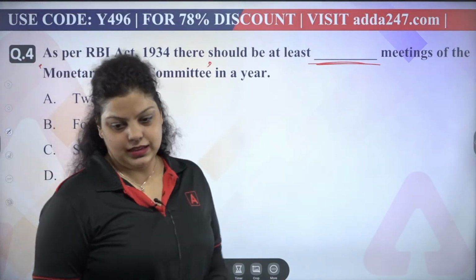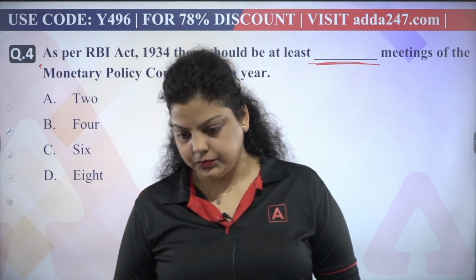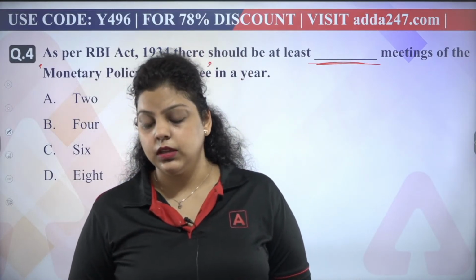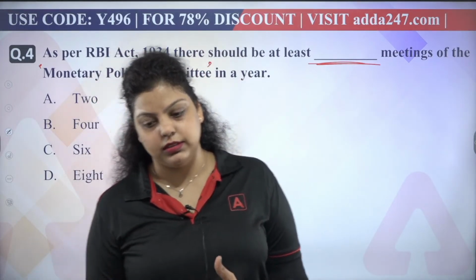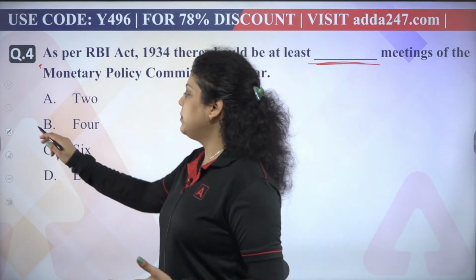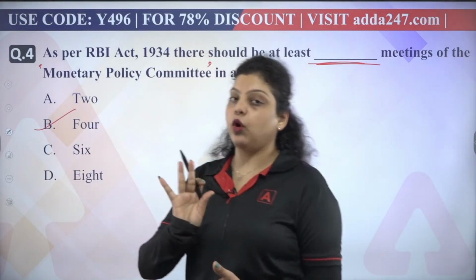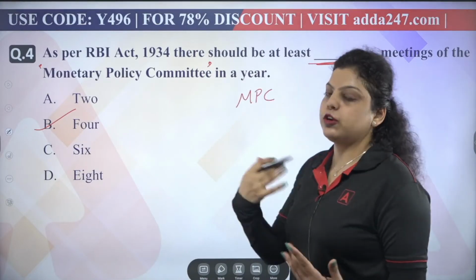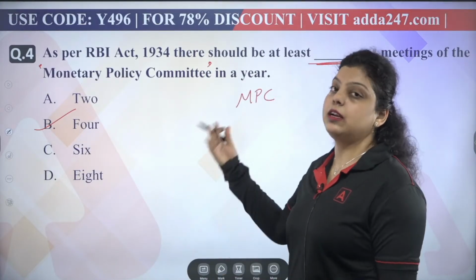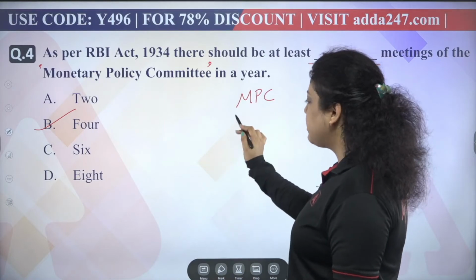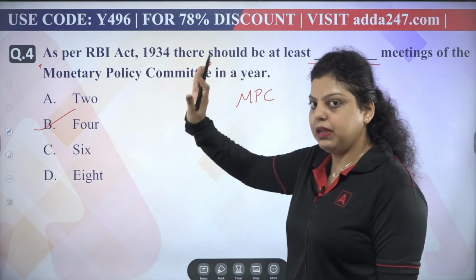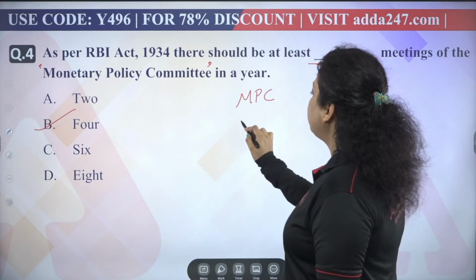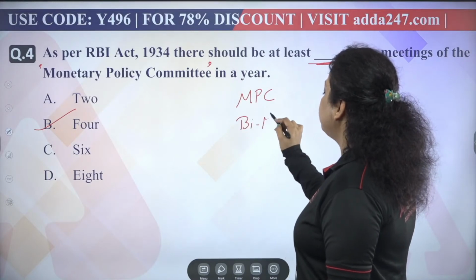Fourth is B and C and A. Three options are there. No. The right answer will be B. There should be at least 4 meetings. When we talk about the Monetary Policy Committee, we know it was introduced by the central government. The first meeting was held in 2016. There are 6 members. 3 members will be appointed by RBI, 3 by the Government of India. And monetary policy gives us a bi-monthly review.